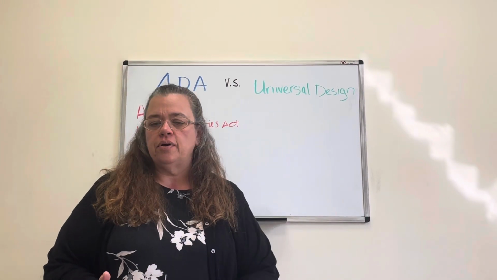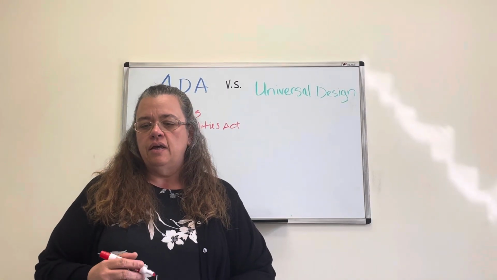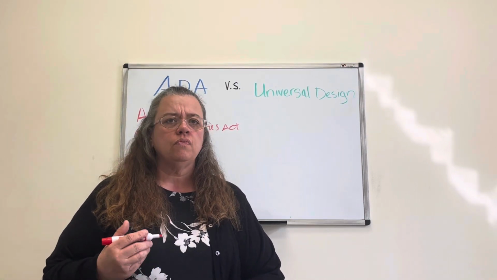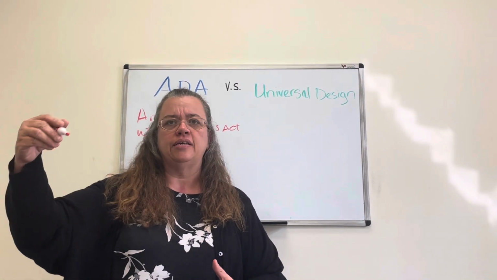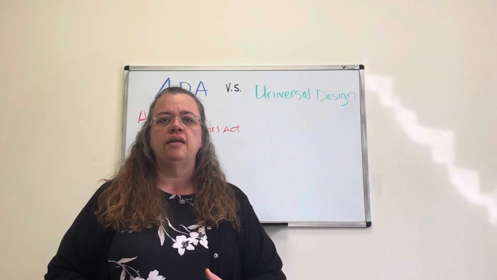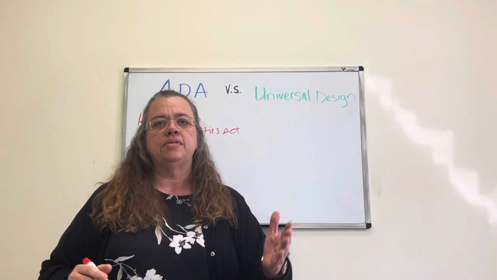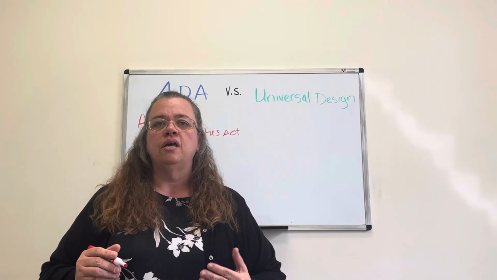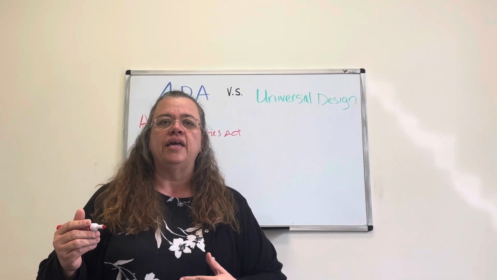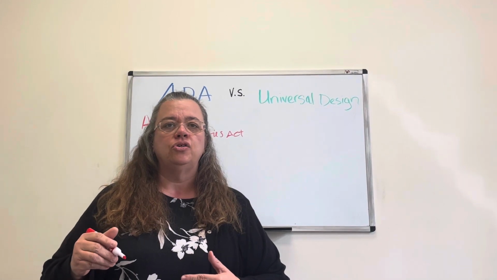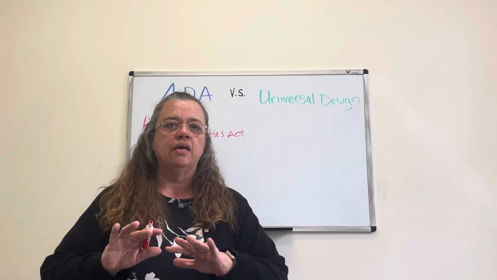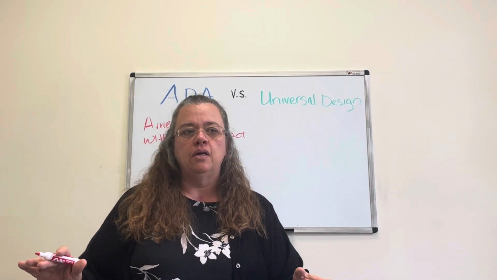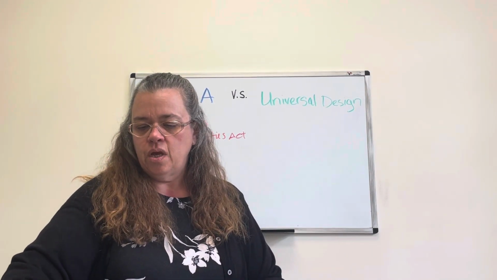So an example of a modification for ADA, let's say your library has 3 or 4 steps to get in, there might be the steps and a ramp. That's the ADA accommodation. That building was built that way, and it would be harder to make that opening ground level for everyone to have access to the same entrance.